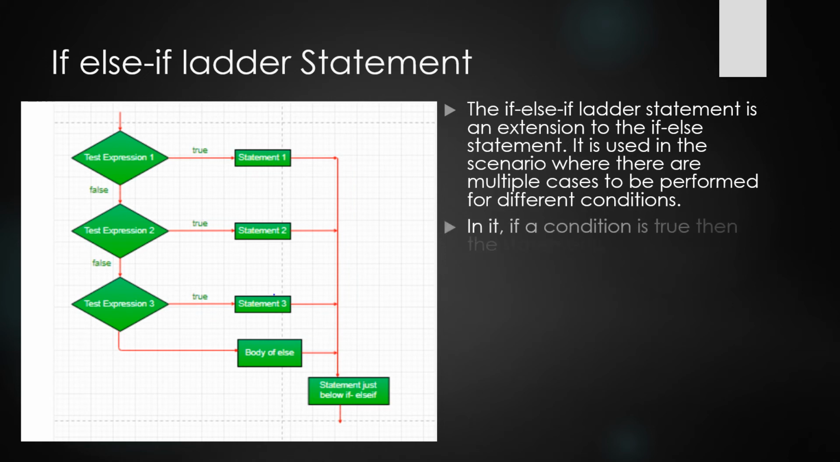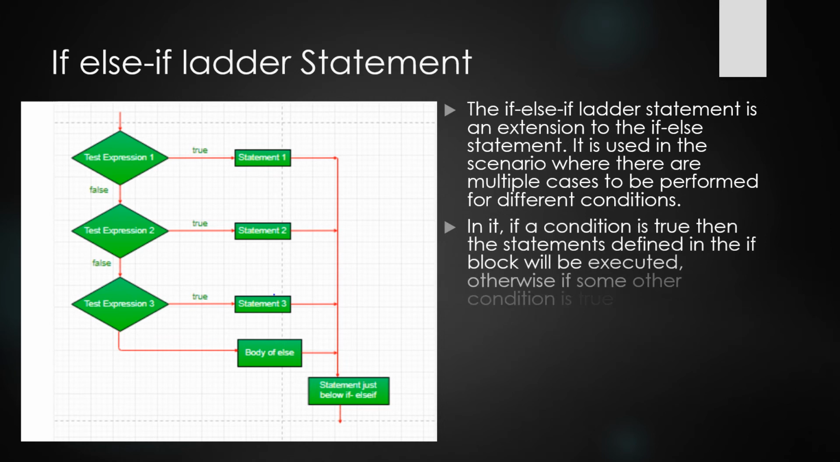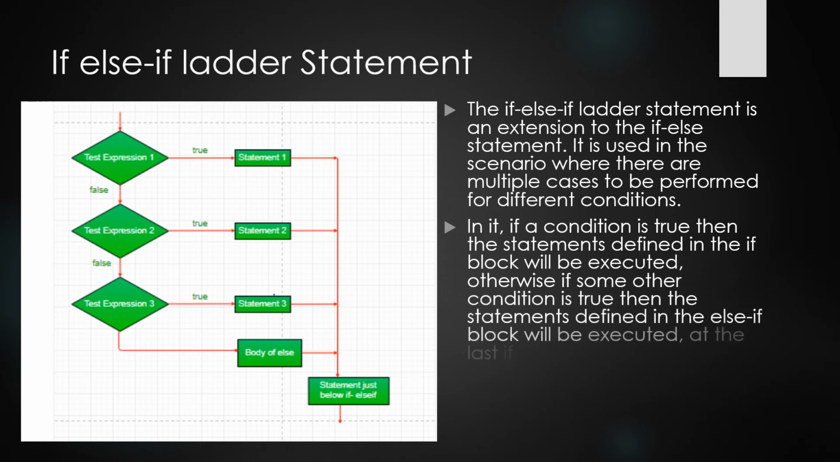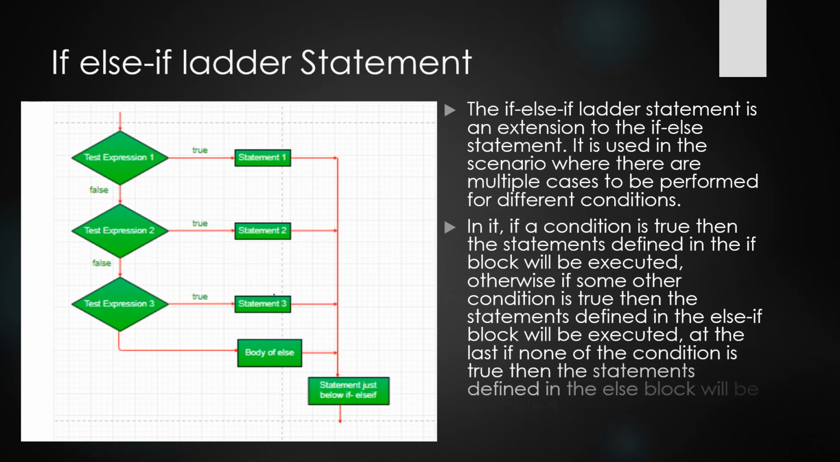In it, if a condition is true, then the statement defined in the if block will be executed. Otherwise, if some other condition is true, then the statement defined in the else if block will be executed. At the last, if none of the conditions is true, then the statement defined in the else block will be executed.